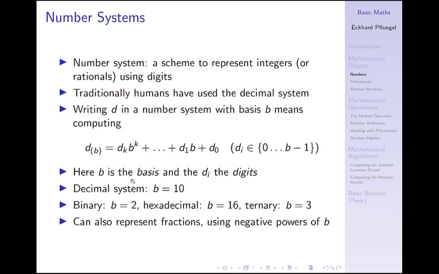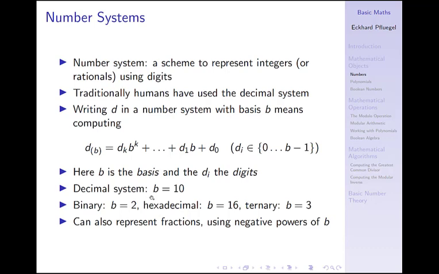So apart from the decimal system where the basis is 10, we also talk about binary numbers when b is 2, very often used for computers and logic. So here, what are the different digits that are available? The digits, remember, are between 0 and b minus 1. So if b is 2, then you only have 2 digits, which is 0 and 1.